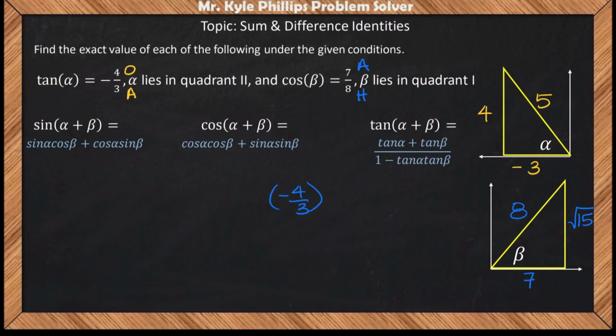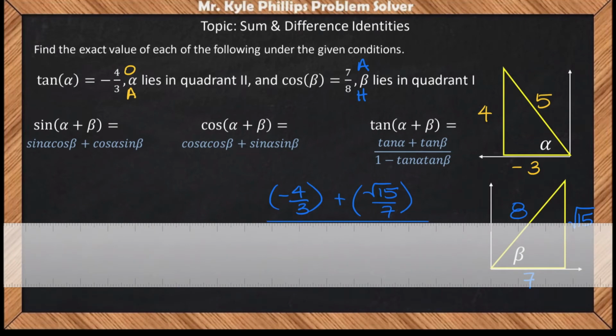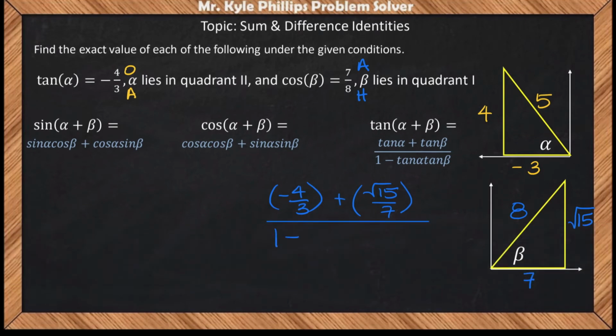Now remember, it really doesn't matter which number is negative, the 4 or the 3, when you're writing the ratio. All that really matters is that the ratio itself, the fraction, is negative. Then I have tangent of beta, which would be the opposite over the adjacent. So this will be plus the opposite over the adjacent, which is the square root of 15/7. And this will all be over 1 minus tangent of alpha, which is going to be negative 4/3, times tangent of beta, which we've already found to be the square root of 15/7.